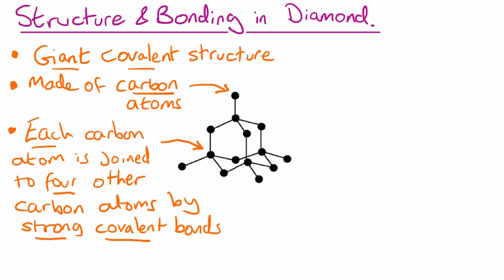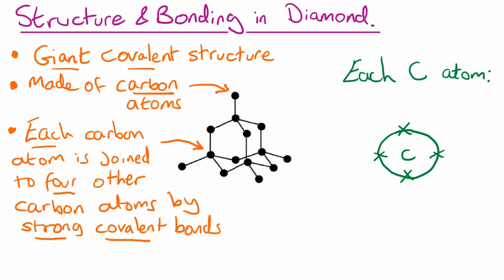Don't make the common mistake in an exam, which is saying there are 4 covalent bonds in diamond. That's not correct. What you really mean to say is each carbon atom makes 4 covalent bonds. And if you put the word strong in front of covalent, that gets you another mark. So we say each carbon atom is joined to 4 other carbon atoms by strong covalent bonds.